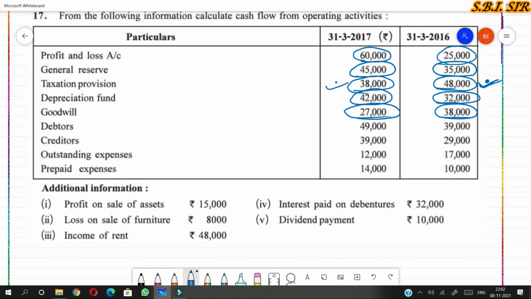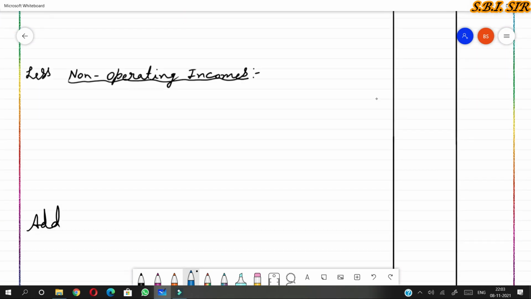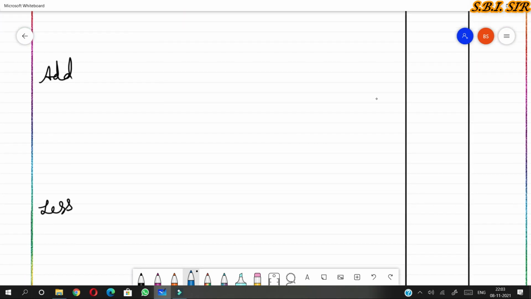Next, debtors. The opening balance of debtors is 39,000. The closing balance of debtors is 49,000. So here debtors increase. If current assets increase, then cash flow decreases. So we will record it in less: increase in debtors 10,000.